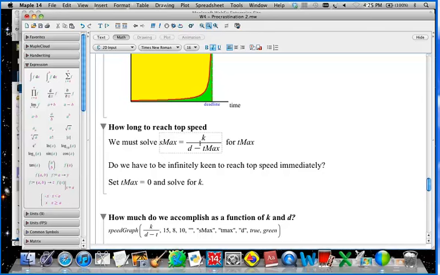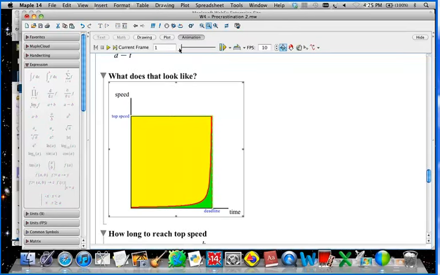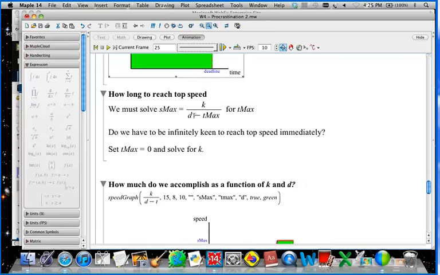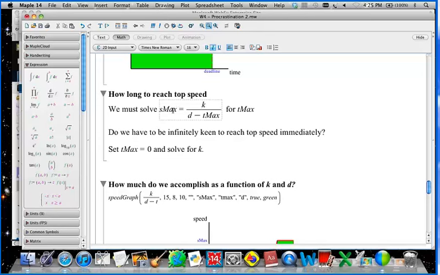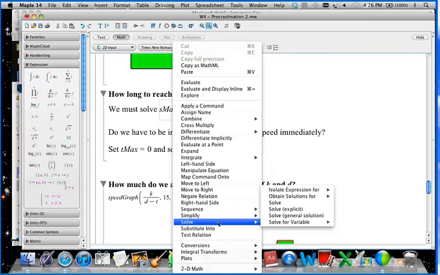And I'll ask kids before we start, do you think we have to be infinitely keen to reach top speed right away? In other words, to have this situation? Let's say I can't go quite over, I didn't make the animation go far enough, but to go infinitely keen, where we're not losing any accomplishment, let's solve that for T max. Once again, I'd have them do it on paper, then we'll verify with Maple. Let us solve that for variable T max.